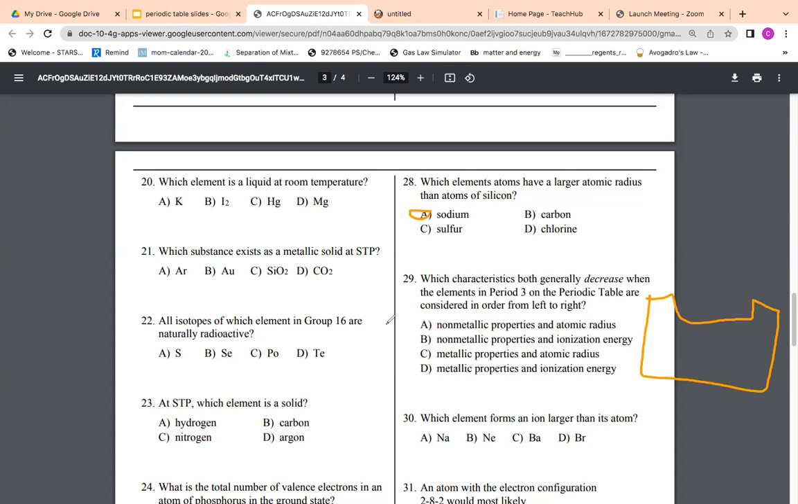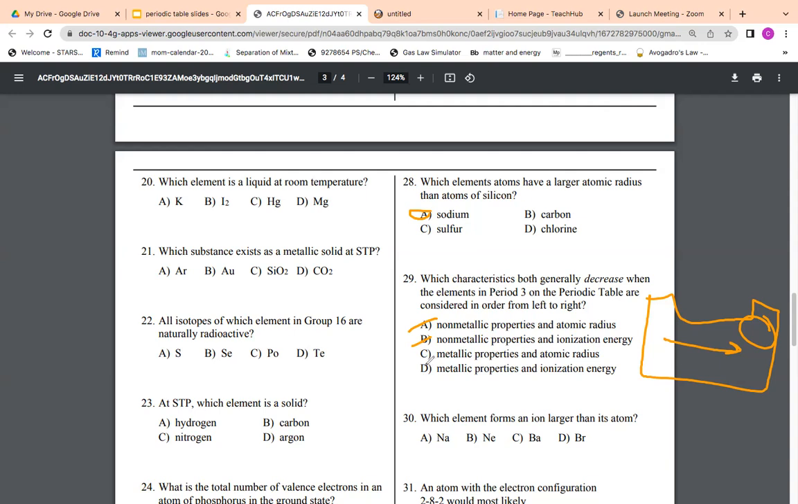Now, let's look at choice A. Non-metallic properties are decreasing as you go this way. That doesn't make sense because as you go from left to right, you're literally going towards the non-metals. So A and B don't make sense. Because when you move from left to right, you're getting closer to the non-metals, you are becoming more non-metallic. So if you're becoming more non-metallic, it means you're becoming less metallic. So it's between C and D.